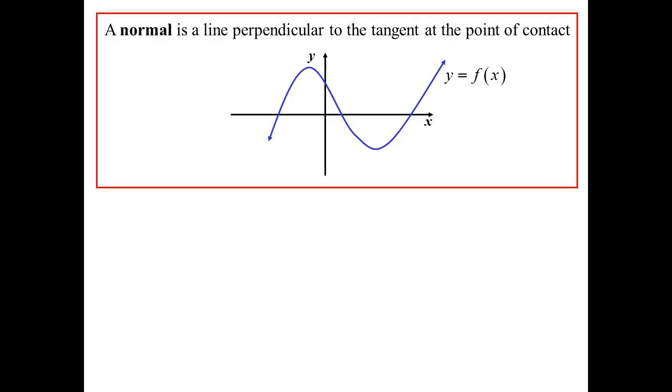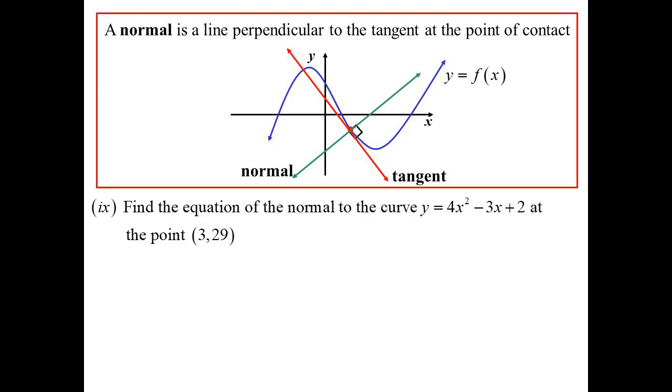A normal. It's another important line we have in coordinate geometry. A normal is a line that is perpendicular to a tangent at the point of contact. So here's a random curve. There's my tangent. So the normal at that point would come through at right angles. So that's what we call a normal.